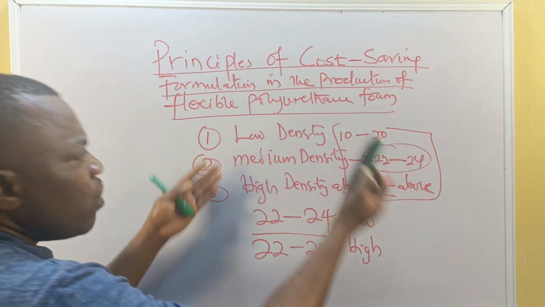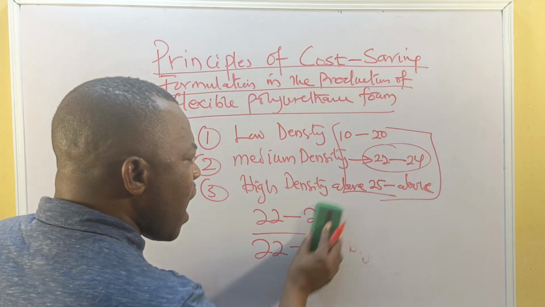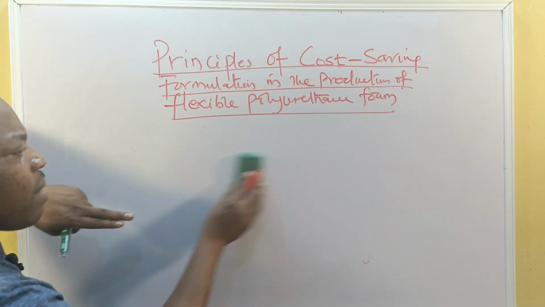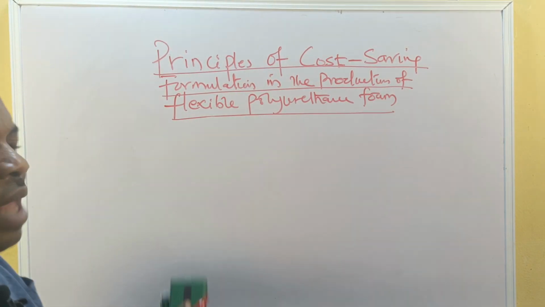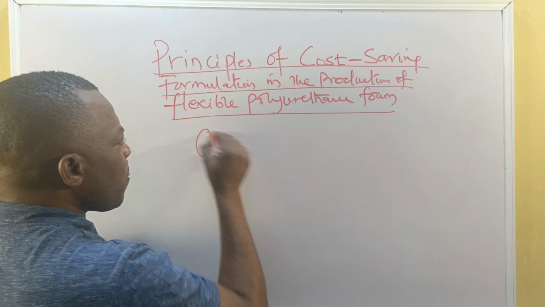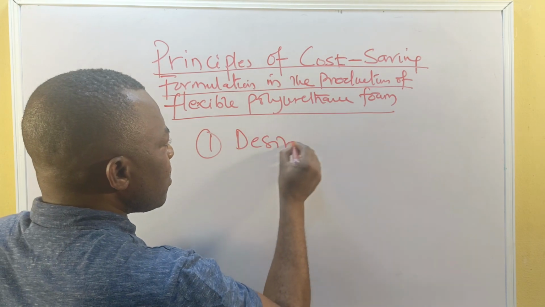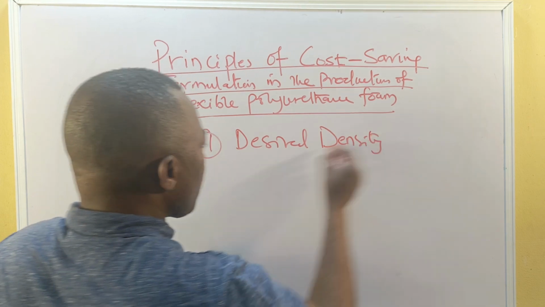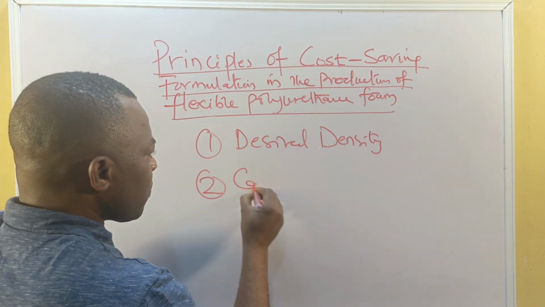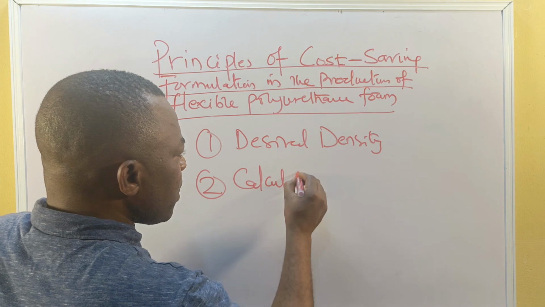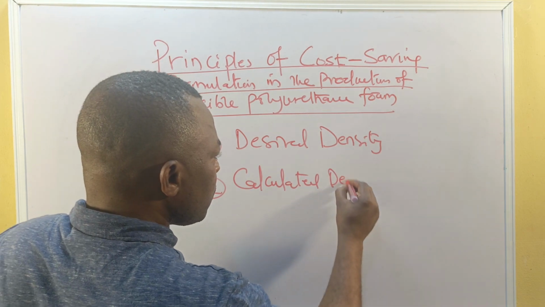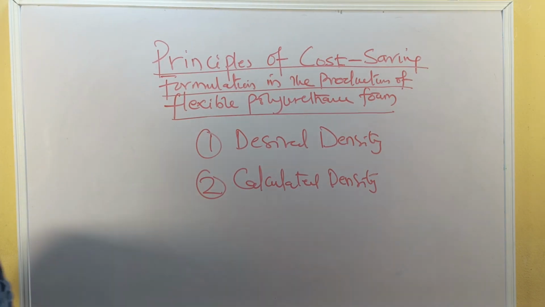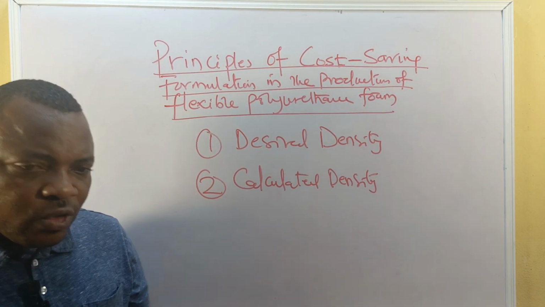Now, having known this classification, we move into two types of density in terms of production. Two types of density. We have desired density. Then we also have calculated density. Those are the two things that guide you who want to produce.